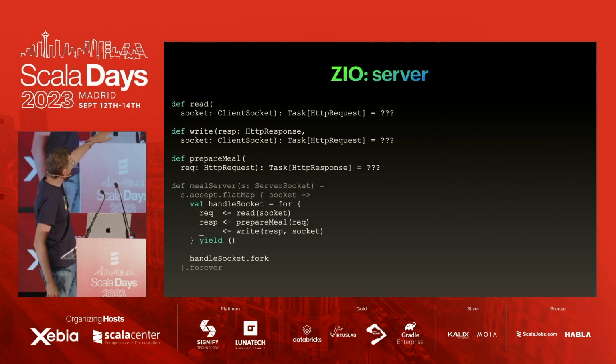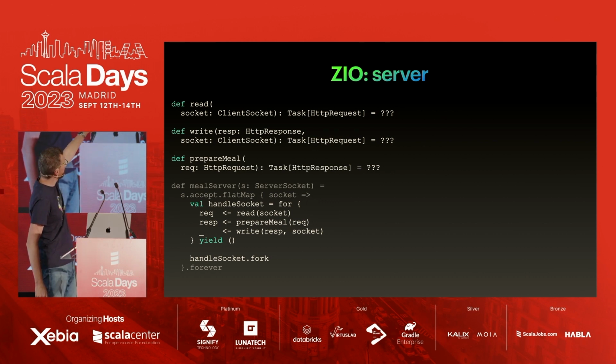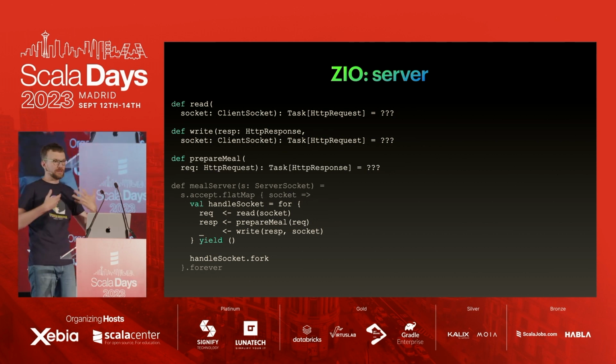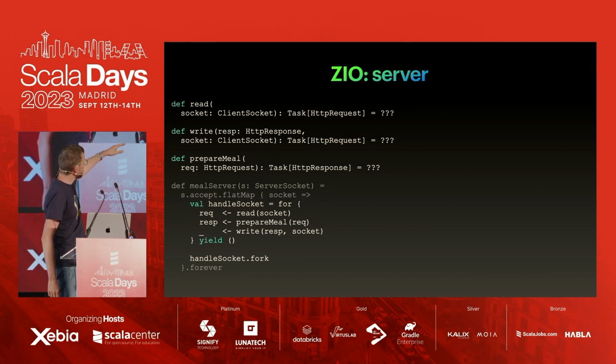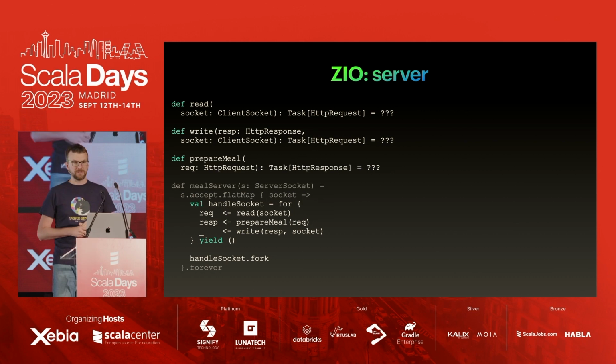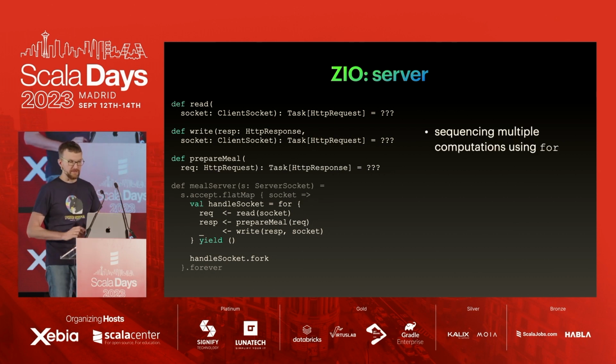So now let's go a bit deeper inside. We have some helper methods. We've got a method to read a request from the client socket. We've got a method to write the response to the socket. We've got prepareMeal, which is the core business logic, which we will implement in a second. And now, since we have these three methods, to handle a client request, we sequence three computations together, right? We read from the socket, we prepare the meal once we have the request deserialized, and we write the response back, right? So we are using the for comprehension to sequence multiple computations.